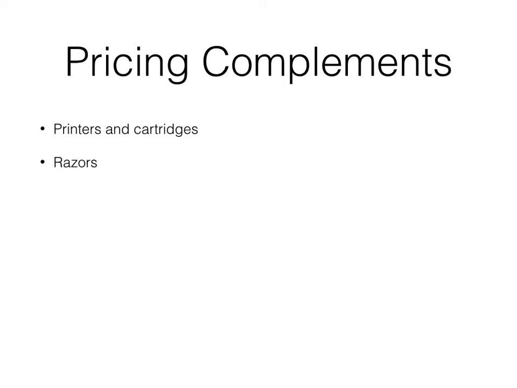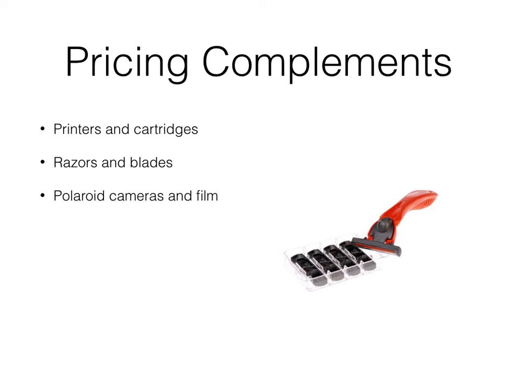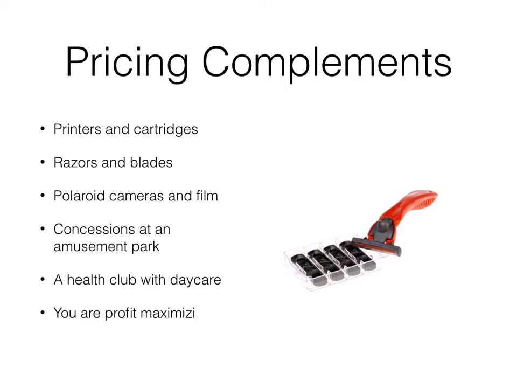You can see this with things like printers and cartridges, razors and razor blades, Polaroid cameras and films, and concessions at an amusement park. We see this oftentimes with concerts. The artist will sell their ticket way below the market value, and that's why you have scalpers, and that draws more people into the venue who end up buying more inelastic items such as posters and T-shirts. Another example is a health club with a daycare: lower the price on the daycare to attract more people and raise the price on the health club membership. So you're profit maximizing across two different goods in both of these markets.